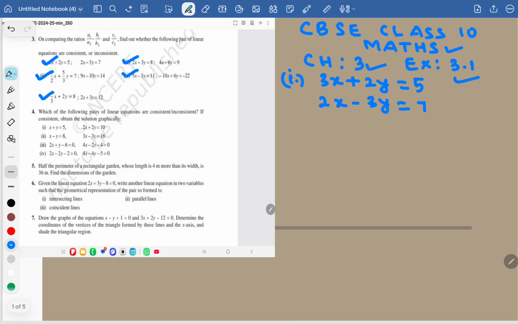The first one: the equations 3x plus 2y equal to 5, 2x minus 3y equal to 7. This is a linear equation in a pair of two variables. Solution. The question is, you have to compare the ratios a1 by a2, b1 by b2, c1 by c2, and find out whether the pair of linear equations is consistent or inconsistent.